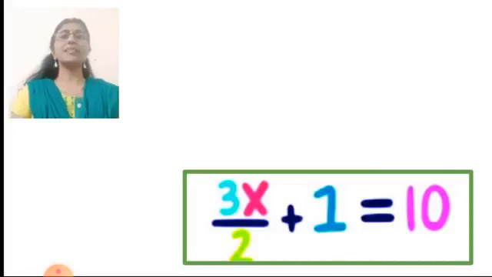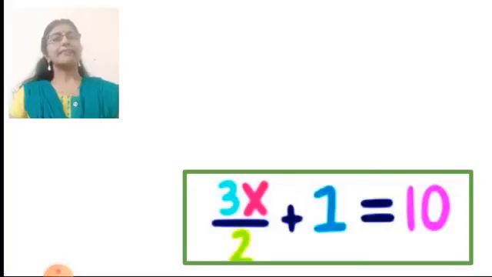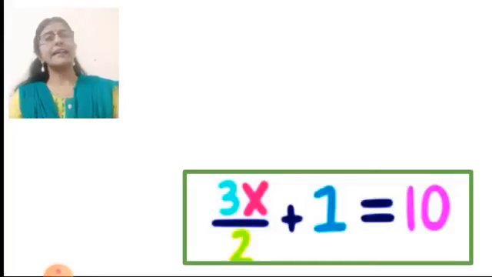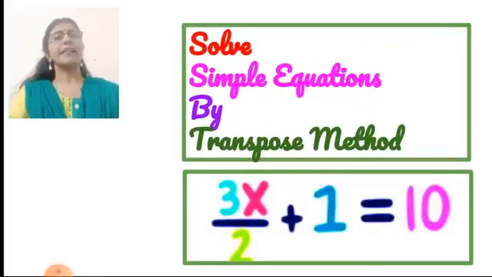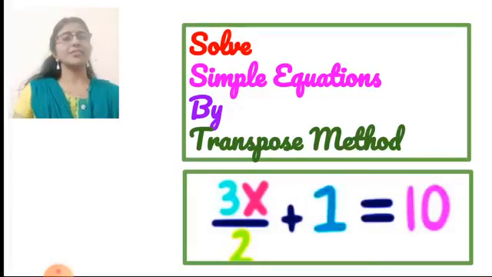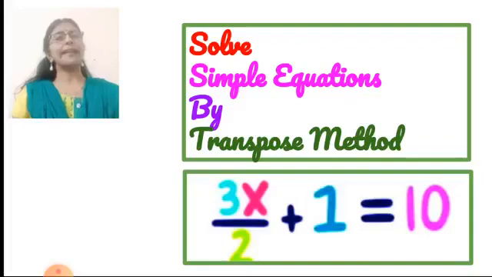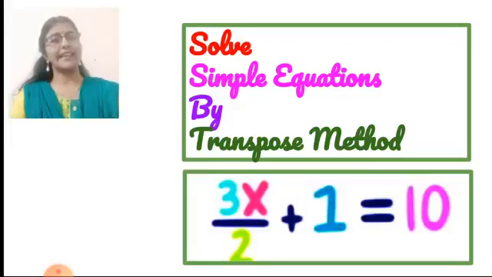In the last session we learned to solve an equation by carrying out identical mathematical operations on both sides of the equation in such a way that we get just the variable on one side of the equation. Today we will learn to solve an equation by another method, and that is the transpose method. So today we will learn to solve simple equations by the transpose method. Before we learn this method, let us revise the previous method once again.